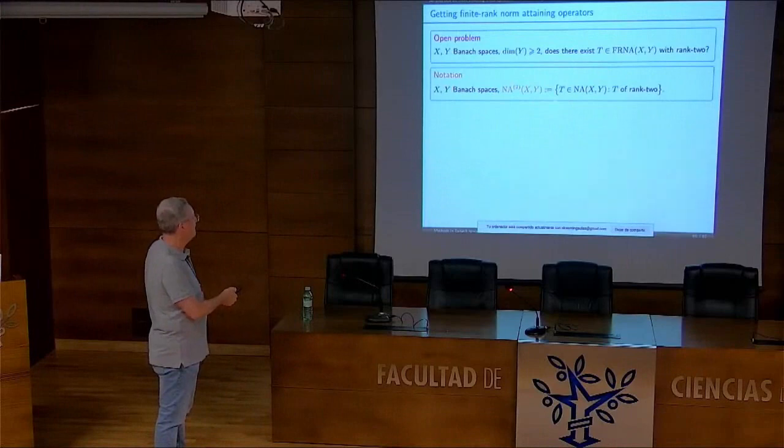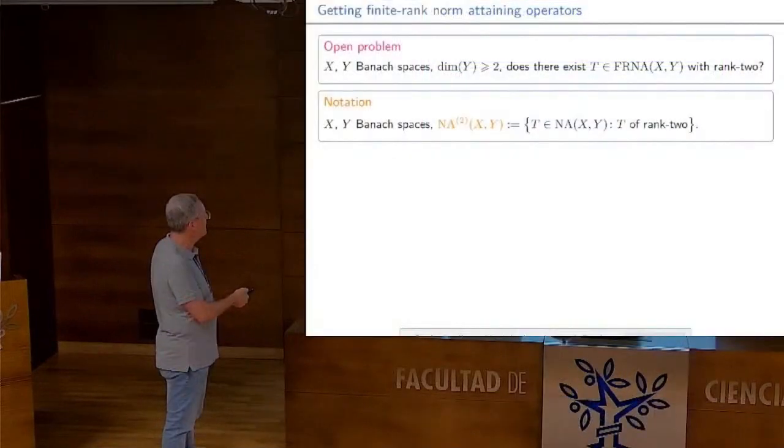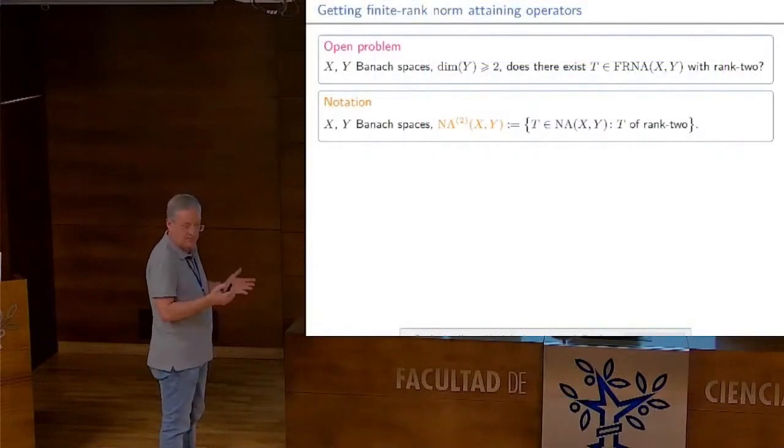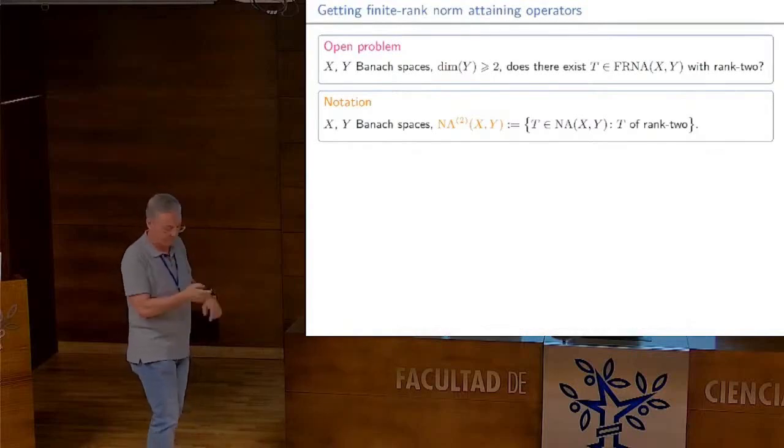NA2 are the non-attaining operators from X to Y of rank 2. And the problem is whether this can be empty or not.